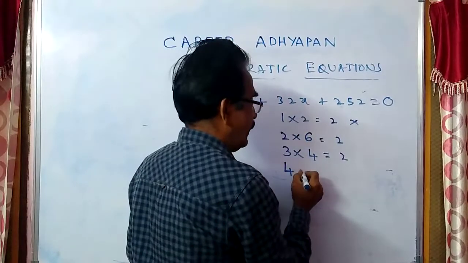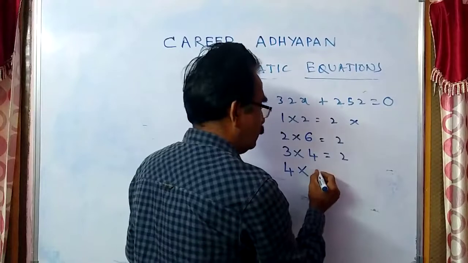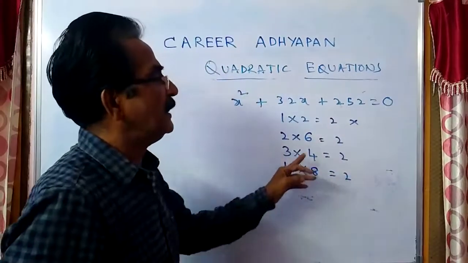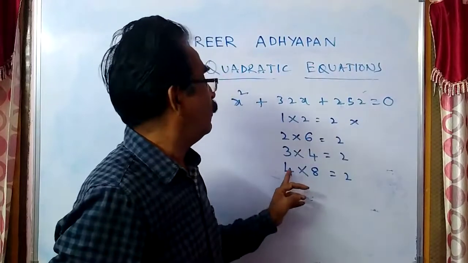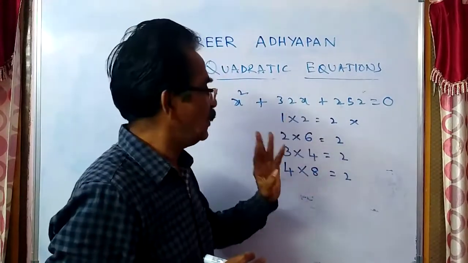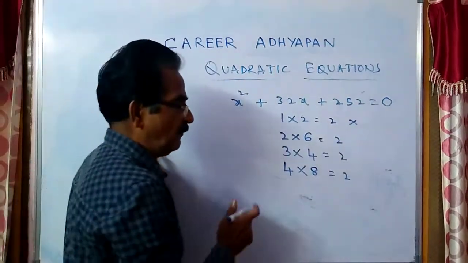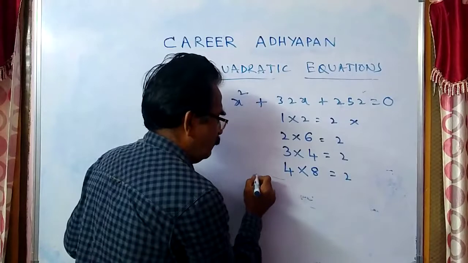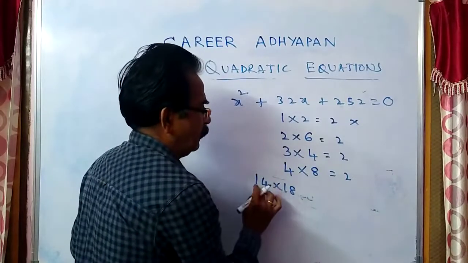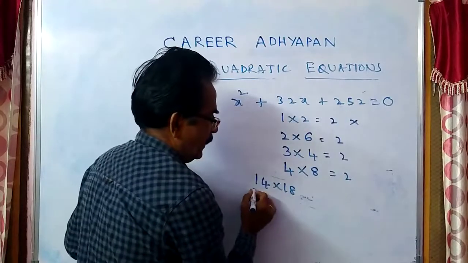Let us take 4 here. 4 into 3 you have already seen. Next, 4 into 8. Product's unit digit 2, fine. 4 plus 8 is 12. 2 is coming. So 252 is the product of, here only one thing, 14 into 18. 14 plus 18 is 32. 14 into 18, definitely it must be 252.